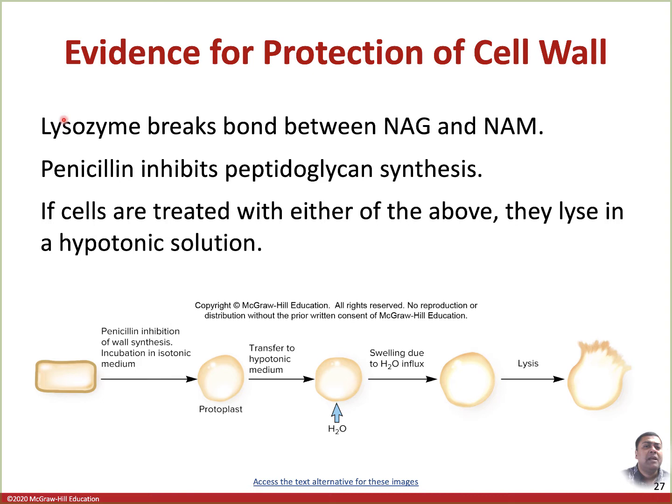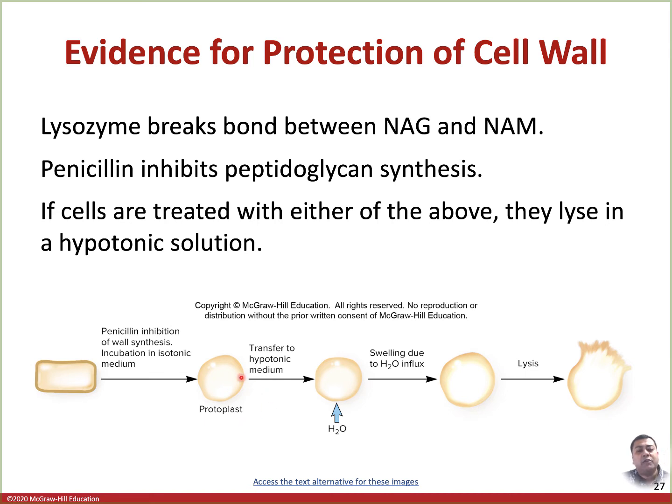On the other hand, lysozyme is an enzyme which is present in our mucous membrane, and it is in our tears. All mucosal surfaces have this lysozyme, and it breaks the bond between the NAG and the NAM. And also the drug penicillin blocks the peptidoglycan synthesis that we already talked about. If the cells are treated with either lysozyme or penicillin, an interesting thing happens. They form what is called a protoplast or a spheroplast. It is also called a spheroplast because it's round, spherical. This doesn't have a cell wall.